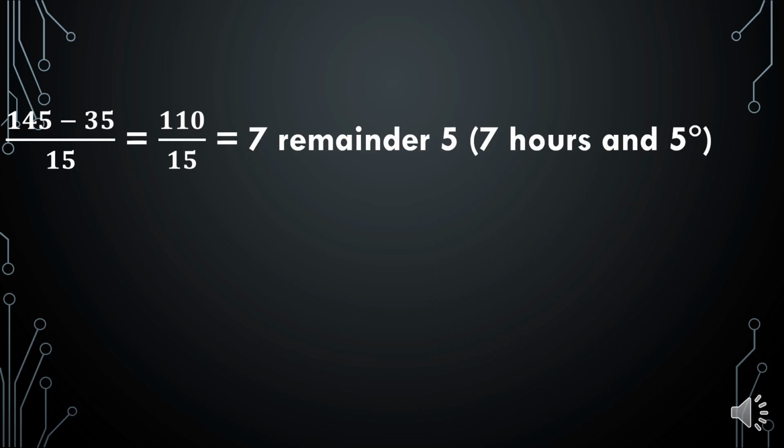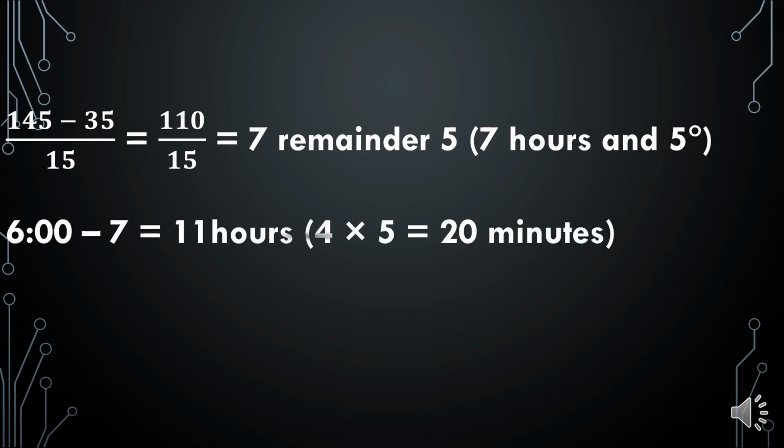Because we want to know the time at 145 degrees west, and it is located west of 35 degrees west, it means that we're losing time. And if we're losing time, we need to subtract from our time, which is 6 o'clock. When we subtract our 7 hours from 6 o'clock, in other words we go back 7 hours earlier than 6 o'clock, we are left with a time of 11 hours, or simply 11 o'clock.